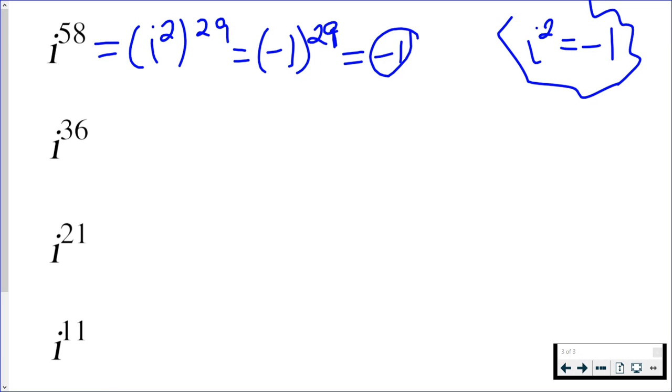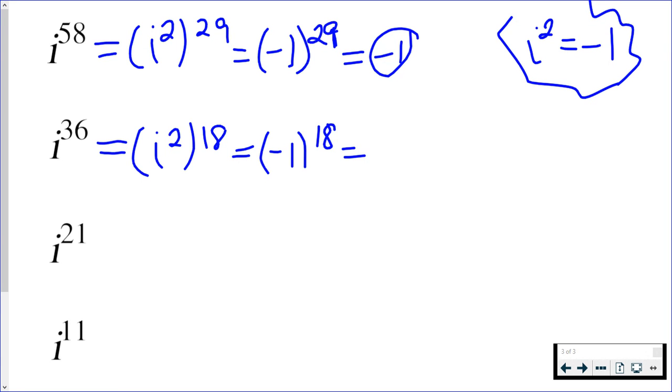I'm going to do something similar with the next one because I have another even exponent. 36 is the same thing as 2 times 18. So I can write it as i squared raised to the 18th power. And again, we know that i squared is -1. This time, -1 is being raised to an even power, which means it becomes positive. So this equals +1.